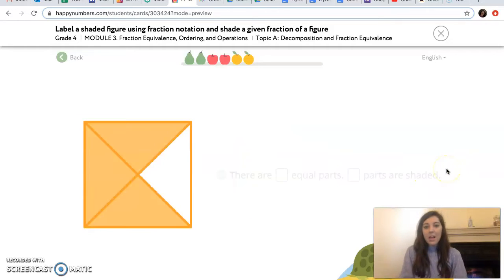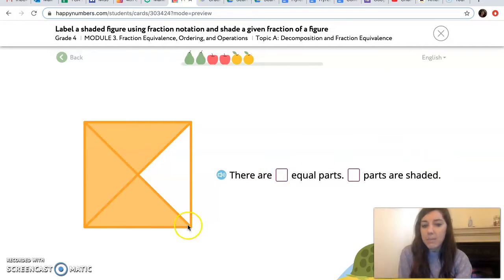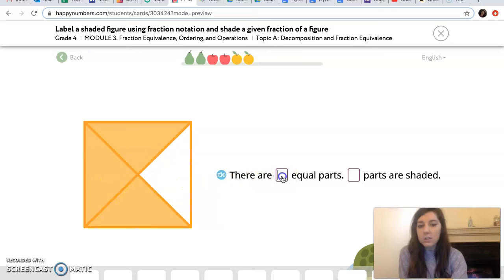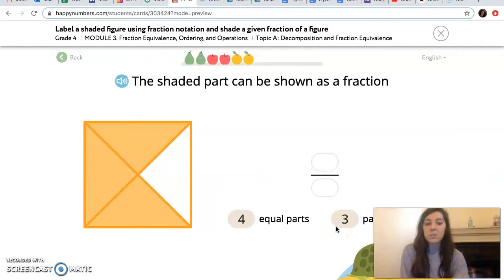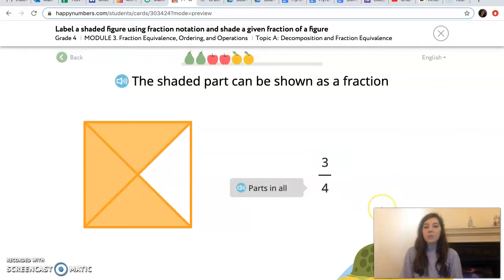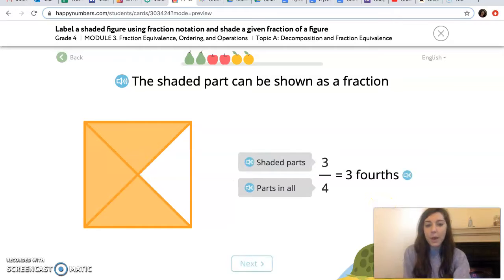They're asking me to figure out how many equal parts there are in this shape, and then how many of those parts are shaded. So if I look at how many parts there are, there's 1, 2, 3, 4 parts that are equal to each other because they're all the same shape. And then how many of those parts are shaded? There's 1, 2, 3 that are shaded. So there's 4 equal parts and 3 parts are shaded, but now I need to make this into a fraction. The shaded parts go on top, and there are 3 shaded parts, and then the parts in all is 4. So then my fraction will be 3/4. Okay?